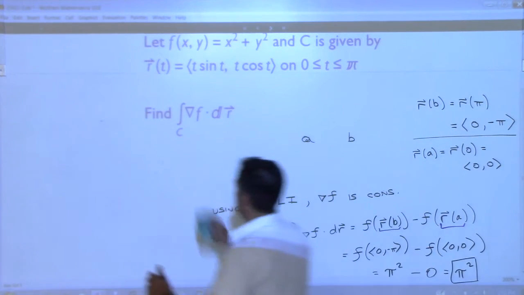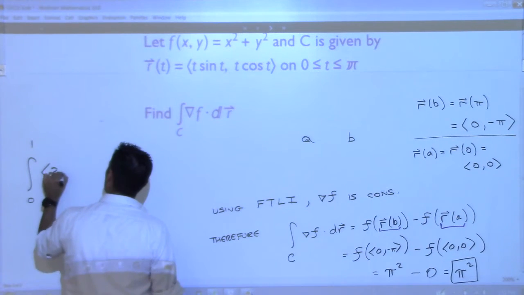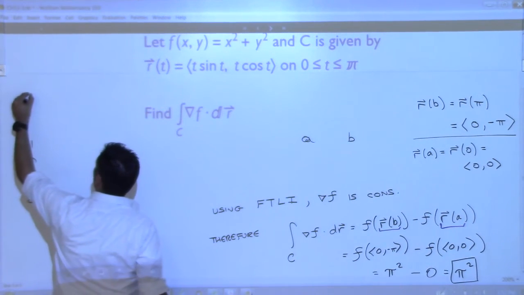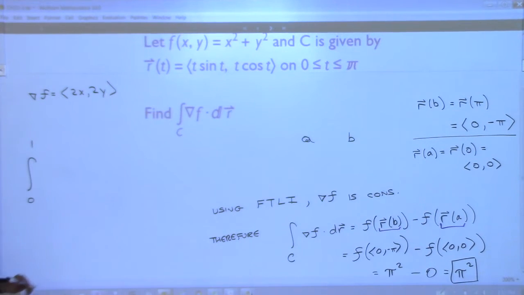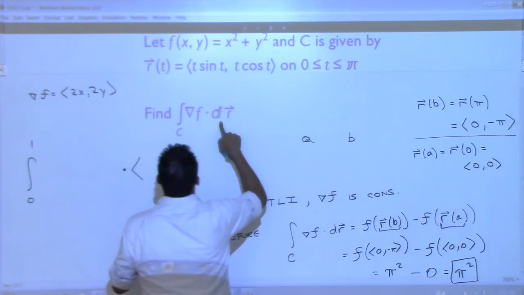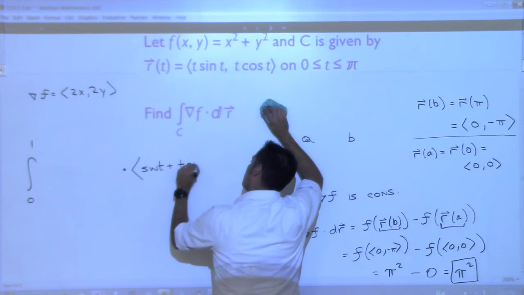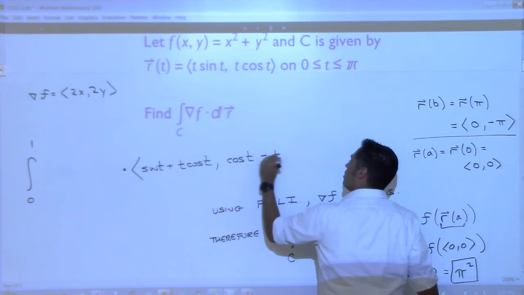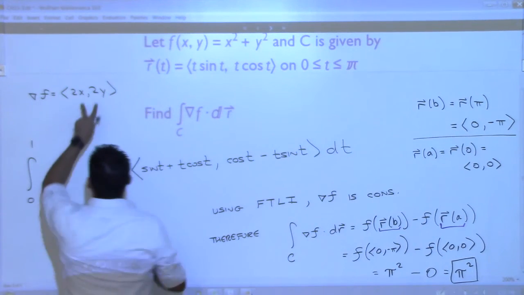I just want us to get an appreciation for what we did not have to do. It should have been my field, which would have been 2x. Well, let's do it up here. This is the hard way. I'm going to set it up though. First, we calculate the gradient of f, which would have been 2x, 2y. Agreed? And then what we would have done is taken that and dotted it with dr. What's dr for us? Well, we got product rule here, right? So that would be sine t plus t cosine t, and then derivative of that, which would be cosine t, and then I believe it would be minus t sine t. So that's our dr.